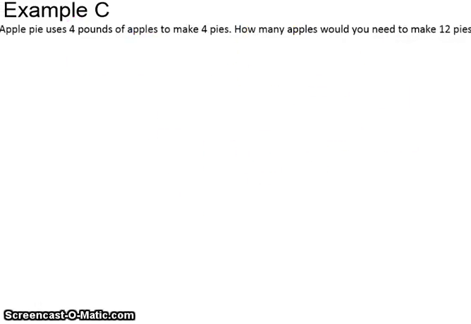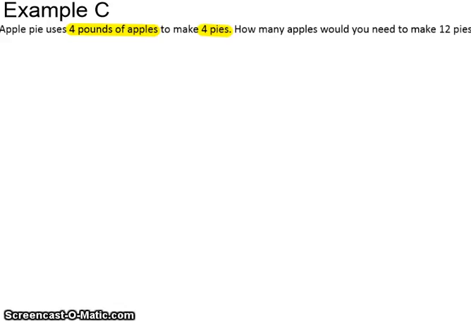Example C says apple pie uses 4 pounds of apples to make 4 pies. How many apples would you need to make 12 pies? So again, let's use our highlighter so that we can highlight the important information. Alright, so I have apple pie uses 4 pounds of apples. That's really important. And with those 4 pounds of apples, I can make 4 apple pies.